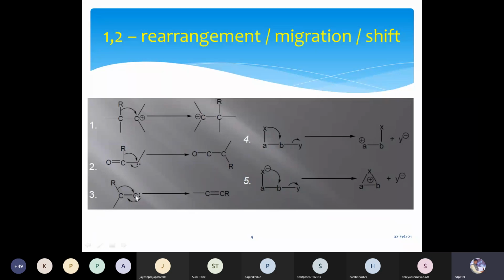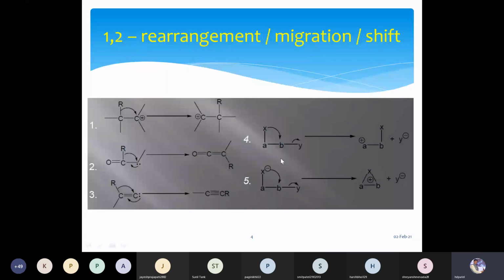In the next case, we have C double bond C. Again you can see the carbon has two electrons, one pair of electrons. So this is known as a carbene, and as per the octet rule it is electron deficient. That's why the group will migrate from the electron sufficient carbon to the electron deficient carbon, and then electrons will migrate over here and we will get a triple bond. These are the three criteria where we can say the group will migrate from the electron sufficient carbon to the electron deficient carbon.